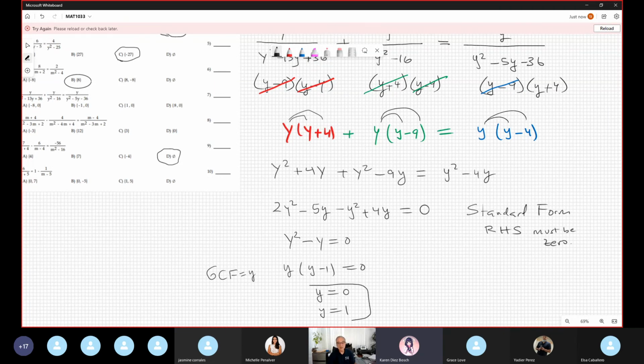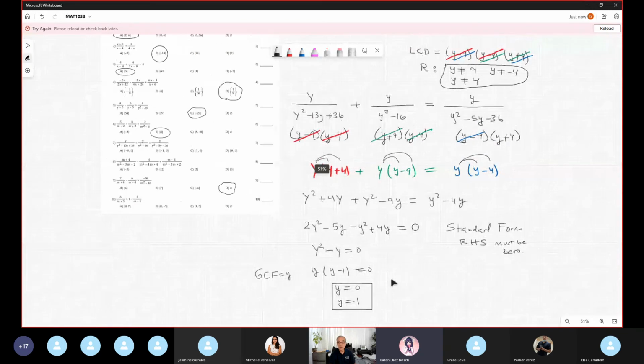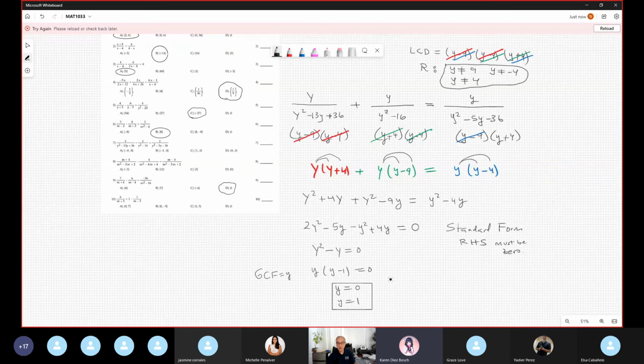This is the set of our potential solutions. I need to compare them with the restrictions: 9, negative 4, positive 4. Both solutions are good. So 1 and 0, like that. 1 and 0. Cool?